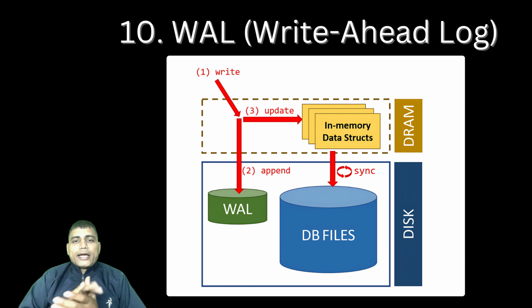Number 10, WAL, that is write-ahead log. Databases need to be reliable even in the event of a crash. That's where the write-ahead log, that is WAL, comes in. They record all the changes before applying them, ensuring data consistency and easy recovery. Think of WAL as the black box of a database.